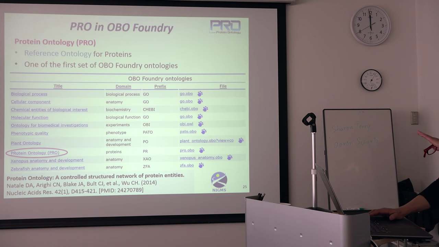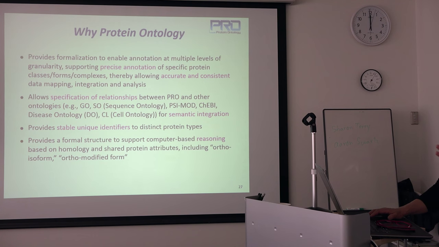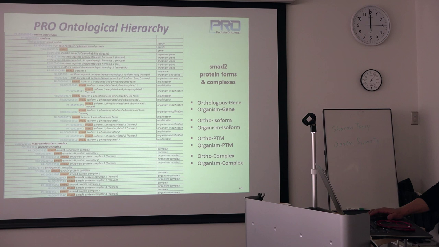So the next few things are about the protein ontology that we developed. It's a reference ontology, one of the first set in the Open Biomedical Foundry ontologies. And so we have three sub-ontologies that cover the evolutionary relatedness of those protein classes, the proteoforms, including the PTM forms and the genetic variations, and also the protein complexes. And so this is definitely important in order for us to be able to provide unique identifiers for any of those classes that currently do not have unique identifiers in the UniProt. And so we provide this kind of ontological hierarchy for us to represent those unique protein classes.